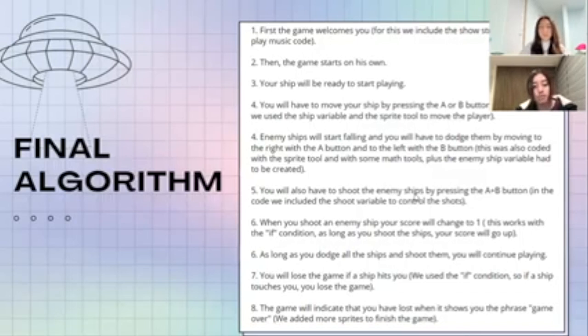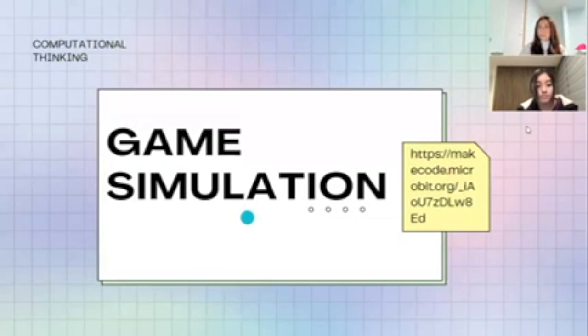You will lose the game if a ship hits you. For this, we use the if condition. So if a ship touches you, you lose the game. The game will indicate that you have lost when it shows you the phrase game over. We added more sprites to finish the game. Then I will show you the simulation of our game.